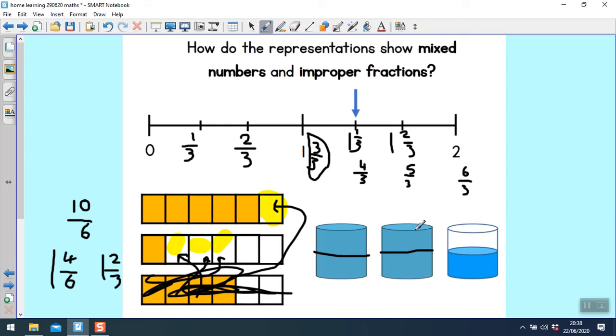So I've got 2 whole sections plus this 1/2. So I've got 2 and 1/2. And now I've split them all into halves. How many halves are blue? 1, 2, 3, 4, 5 halves are blue. So 2.5 is the same as 5 halves. Well done if you got those right.